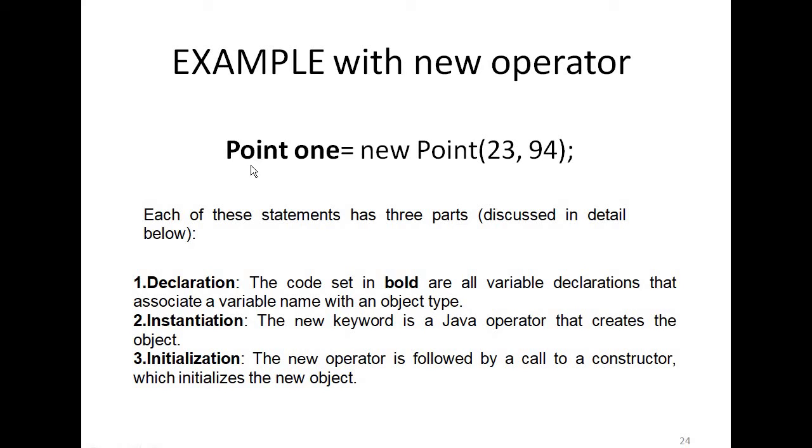So here Point is the class name. Please note that the first letter of the class name is in capital, and this is the object. This is equal to new. We use the new operator and we write again Point, this is the class. Now you can ignore what is written within the bracket just now, because this is basically the constructor, and when we do constructors you will know actually what it is.